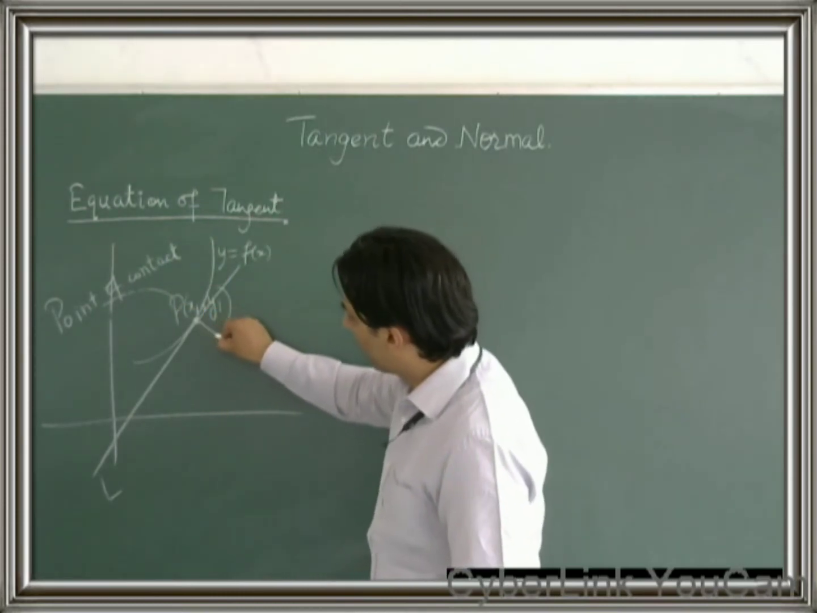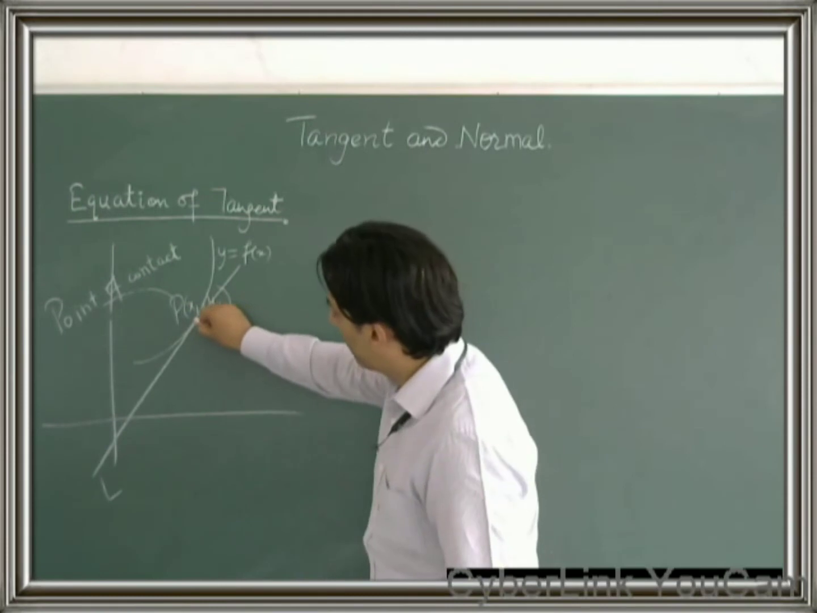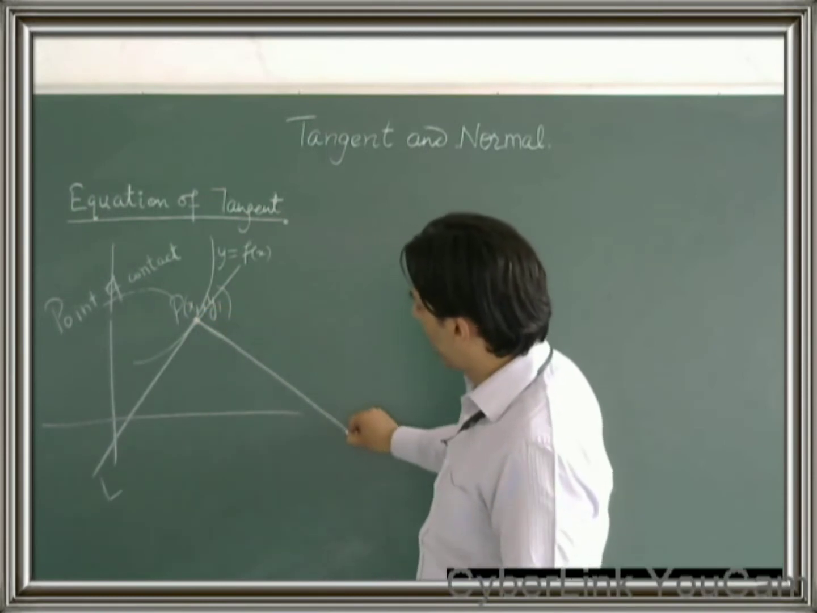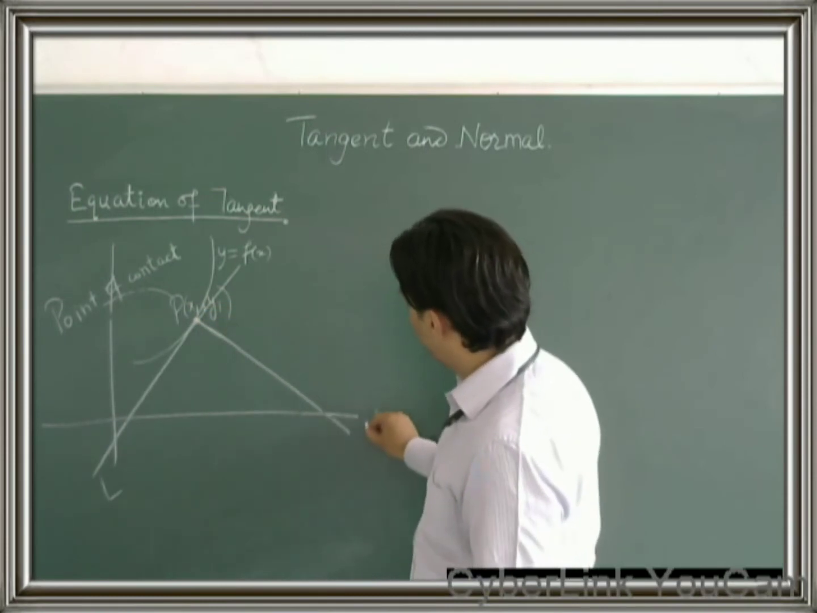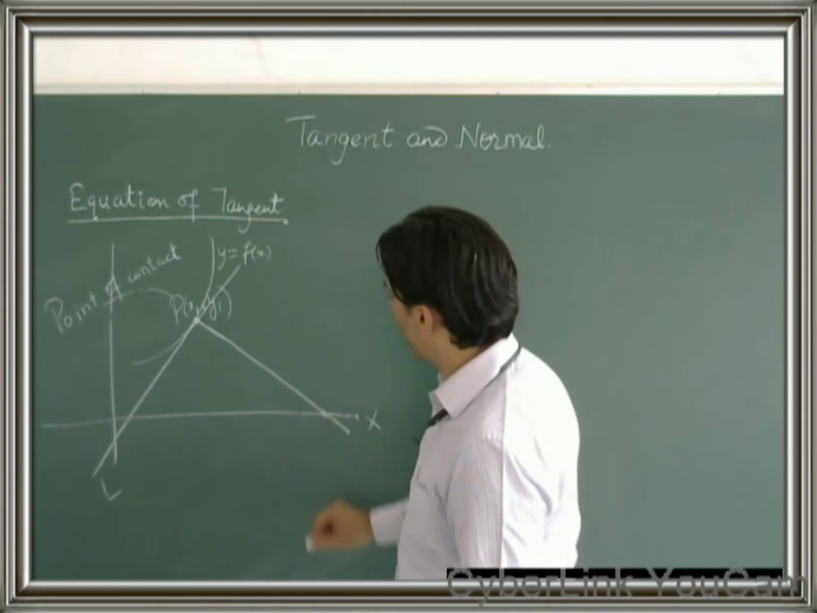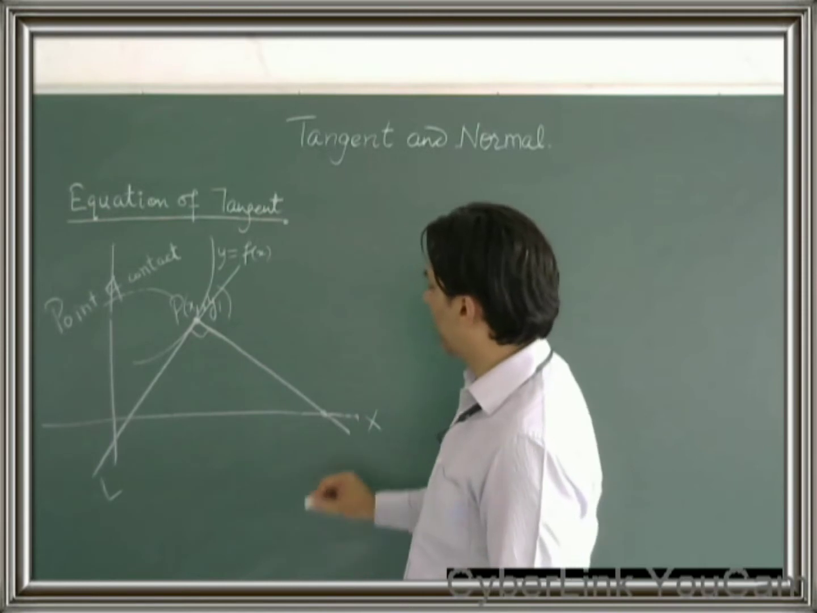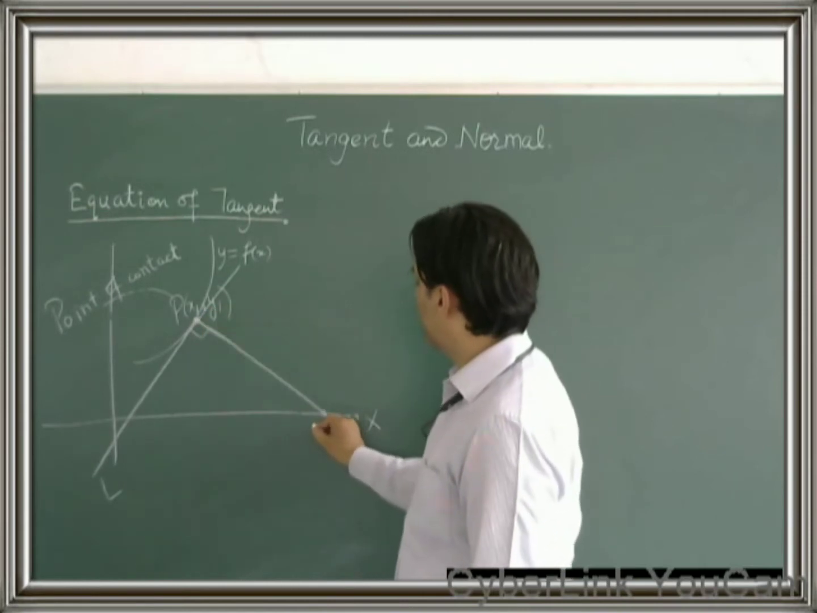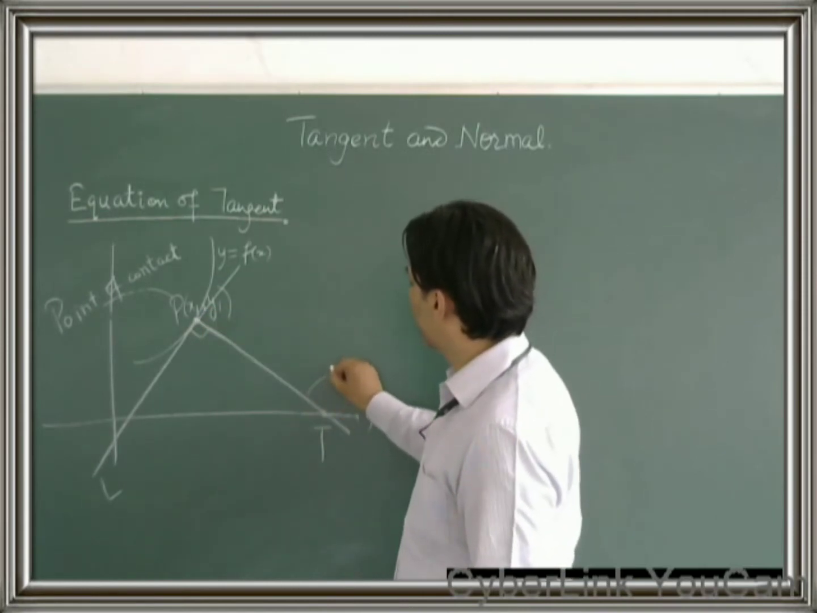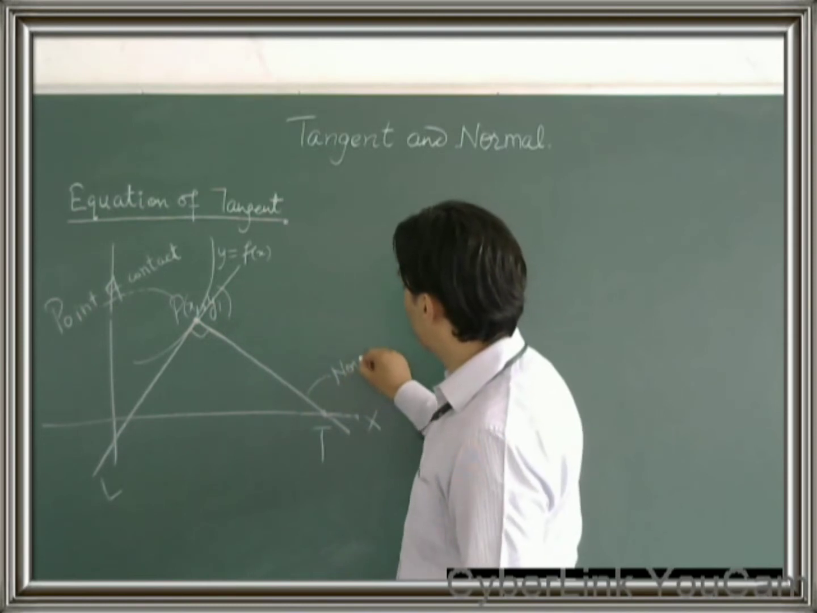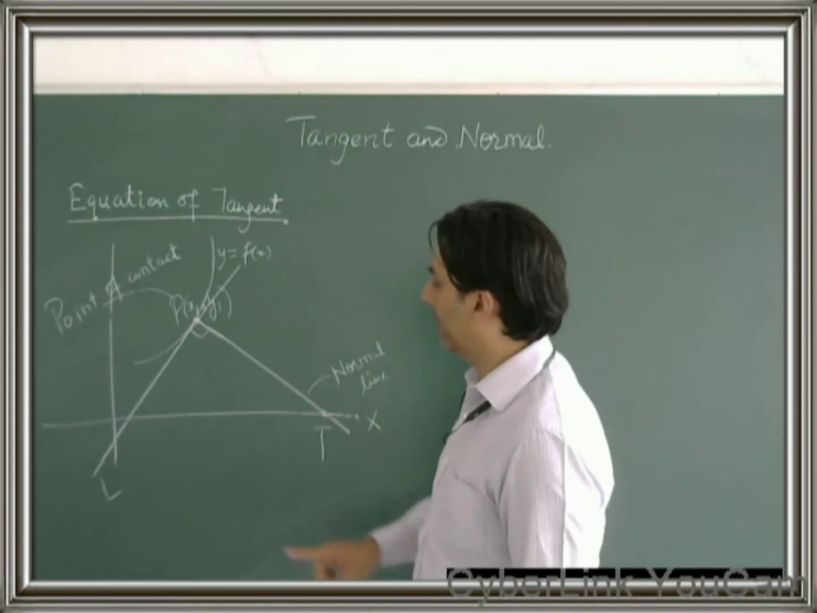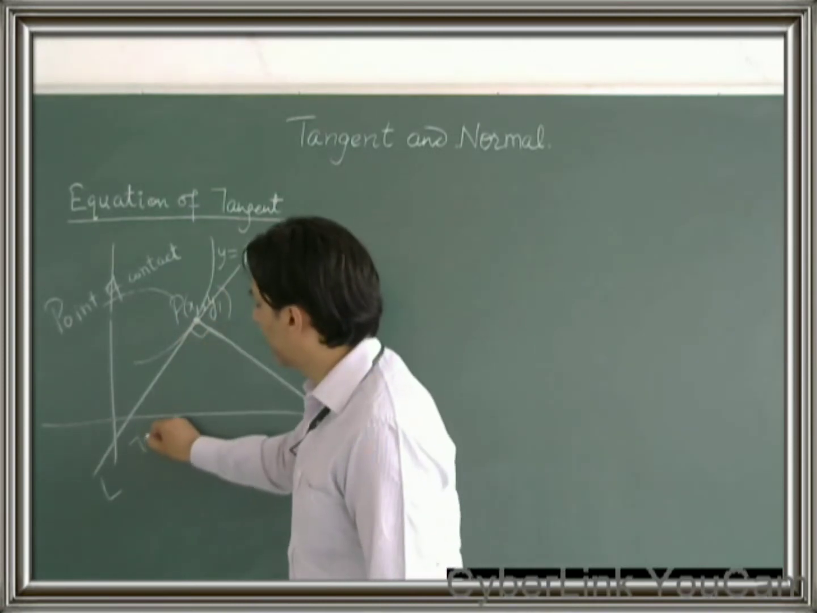From this point of contact, if you draw a perpendicular line and it crosses the x-axis at this point, from here you have drawn this perpendicular. Then this PT is known as your normal line. Fine. This one is your tangent line.